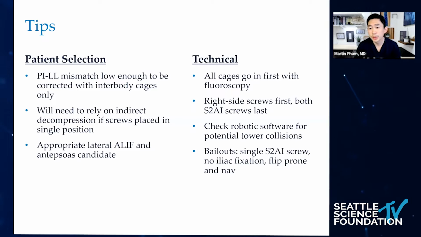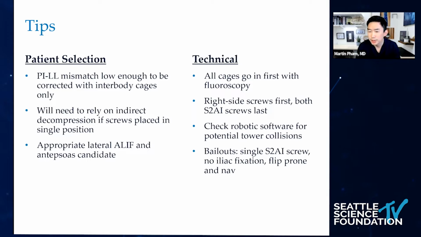From a technical standpoint, I put all my cages in first with fluoroscopy. The right-sided screws go in first as well, just like all screws in lateral position. I put in L2 to S1, and then the iliac screws go in last, just because there's so much bony attachment that it really moves the patient to get in those screws.